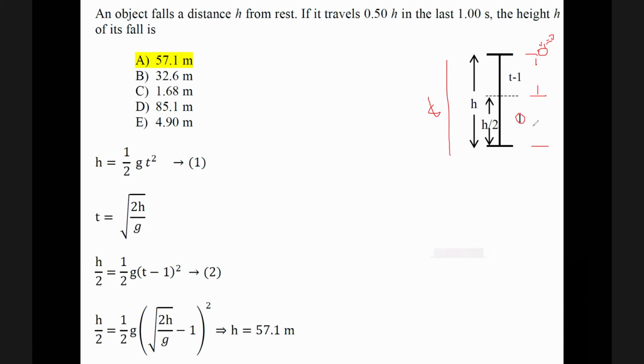So for the whole trip, I have height h. For the whole trip, I have time t. But for this half, from h equal to 0 to height h, the time taken is 1 and the distance is h/2. What's the question? If it travels in the last second half of the height of the fall, tell me the height h.